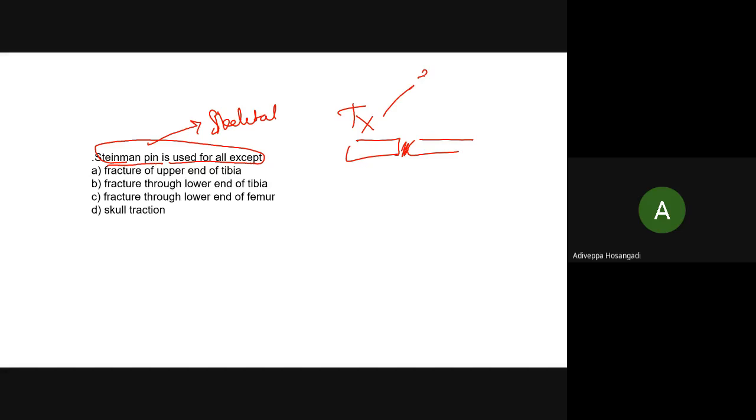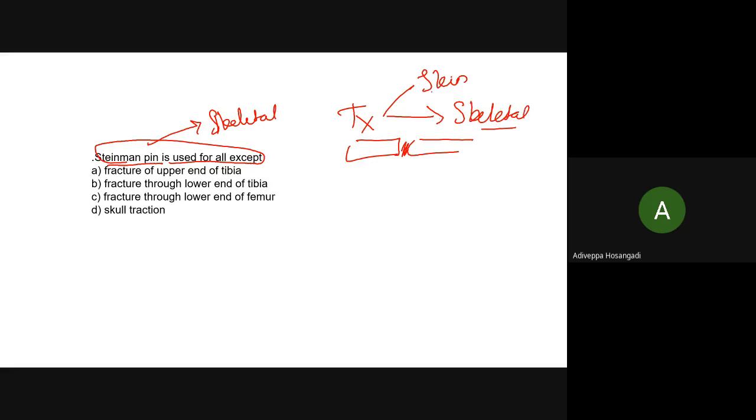Okay. Steinman pin, I did mention in the past slide. Steinman pin is used for all except, please remember, Steinman pin is used for skeletal traction. Traction is you have to pull. You have to keep the fractured ends pulled, because if they rub against each other, it causes pain. You have to keep it distracted. So you can use a skin traction or you can use a skeletal traction.